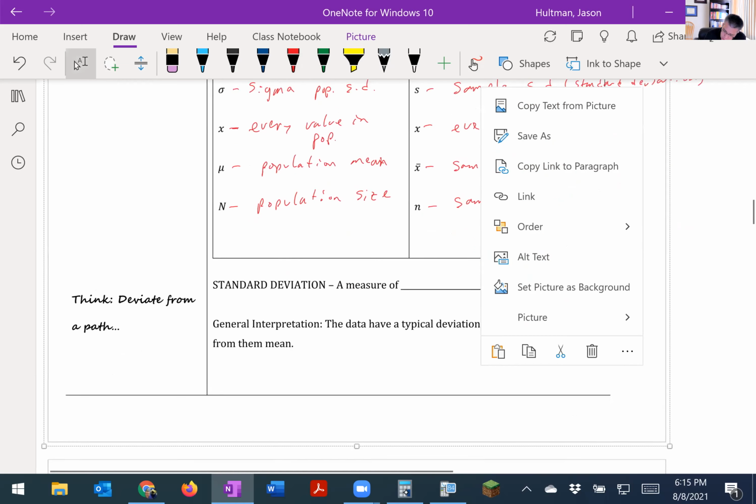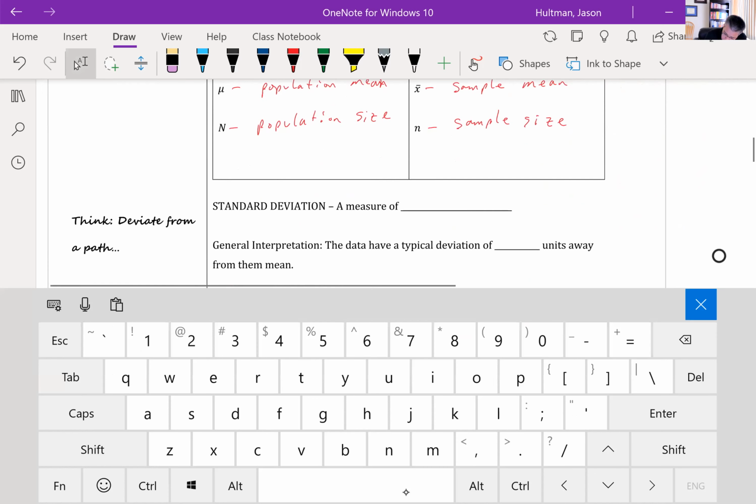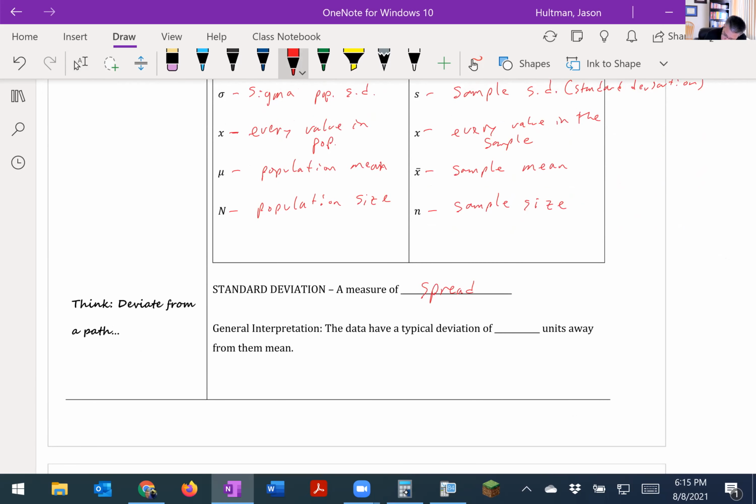Okay, so standard deviation is a measure of spread or variation. The general interpretation is that the data have a typical deviation of sigma, or S, depending on which one we're using, units away from the mean. So on average, the values are that far away from the mean. It's a measure of how far away, on average, the values are from the center. Are they really close together? Are they really spread out?